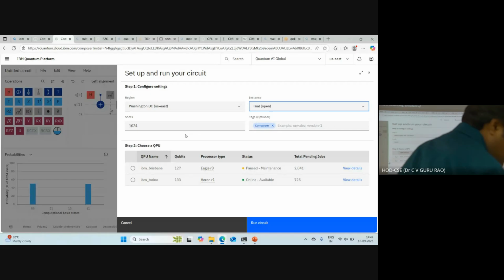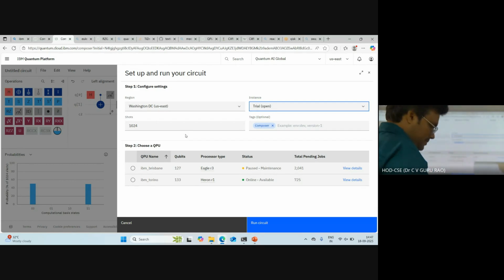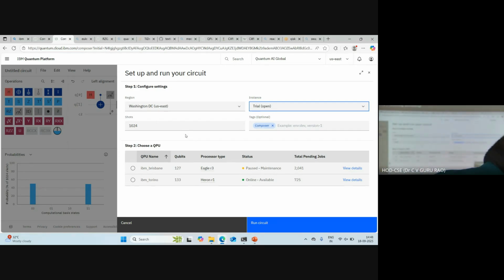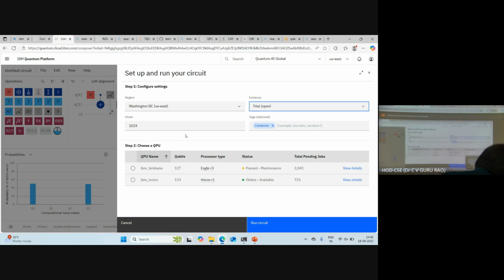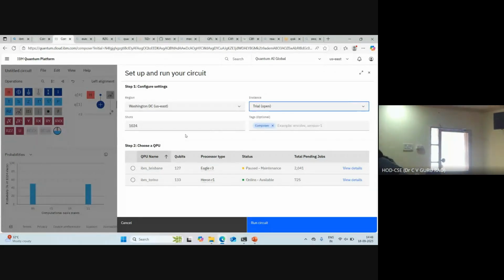Classical bits, how to add? Okay, measurement is not there. Classical bits, how has it gone? I've never seen this kind of thing. We are getting the same error.